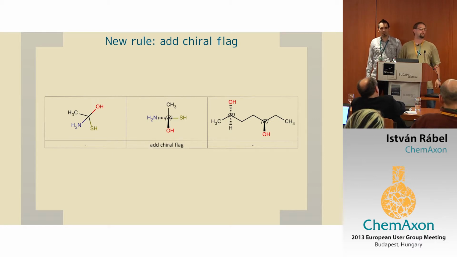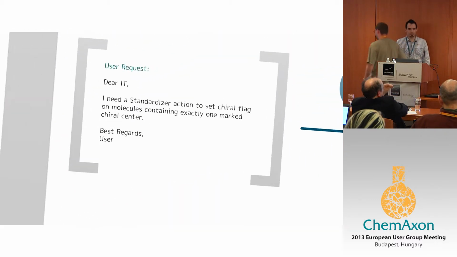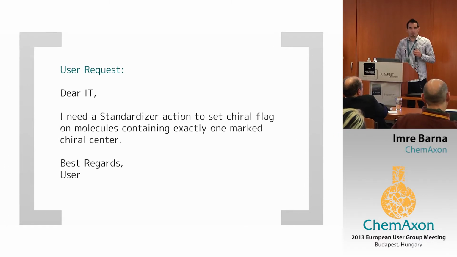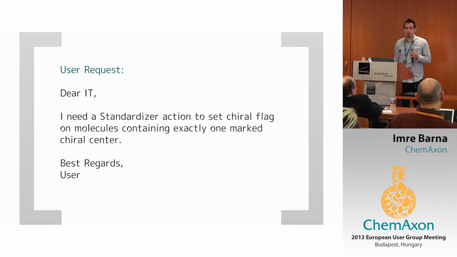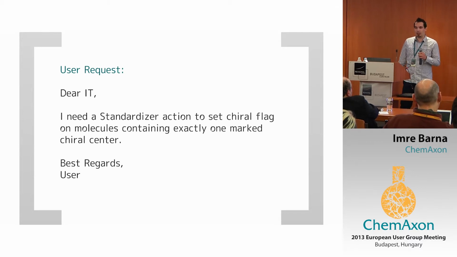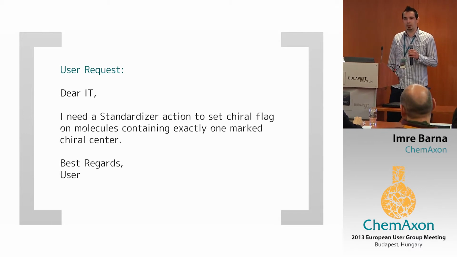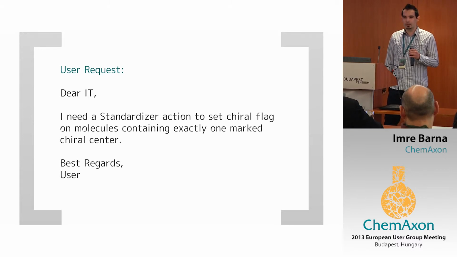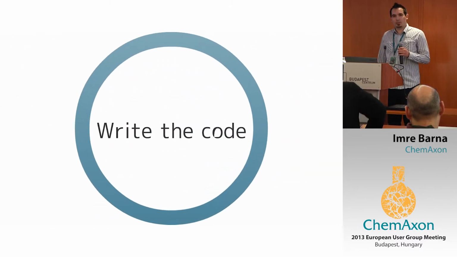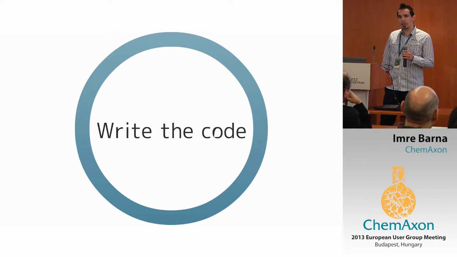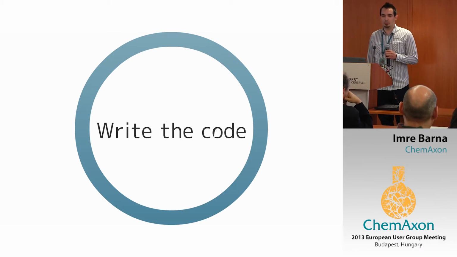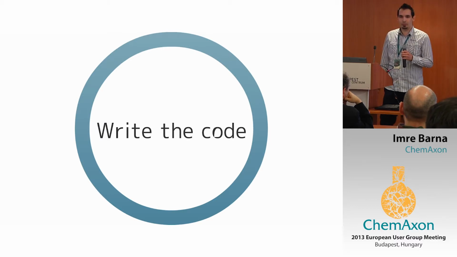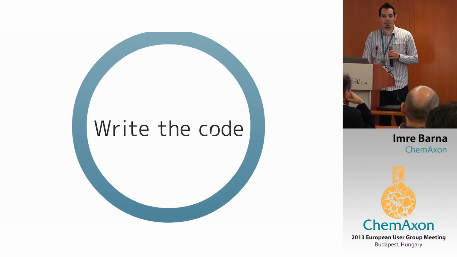To do this, they have to develop a standardizer action, and they have to turn to their IT department again. As you can see, we've got another issue. What a busy day. So we need to create a standardizer rule now that sets chiral flag on molecules containing exactly one marked chiral center. Standardizer has a really simple, straightforward API, so this new rule can be implemented easily. We covered the implementation part yesterday on the developers training, so let's just skip to the next step.